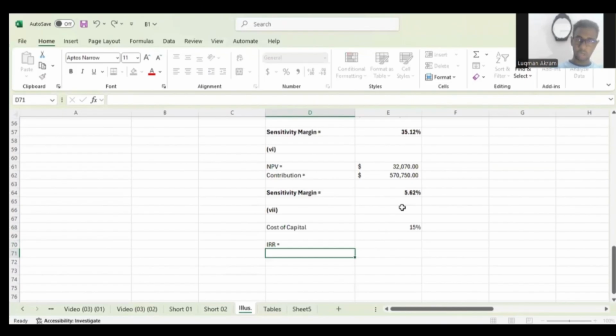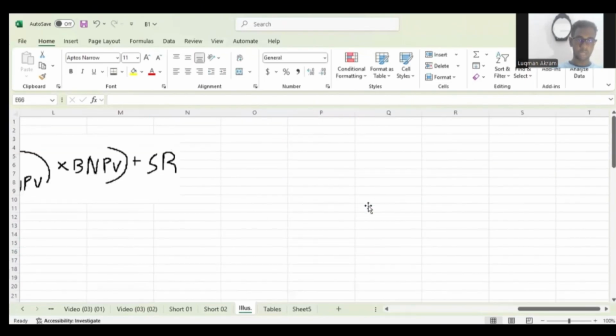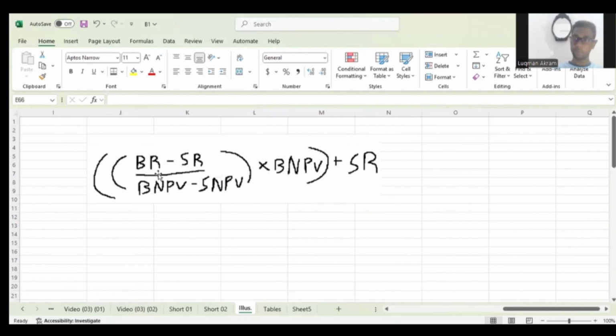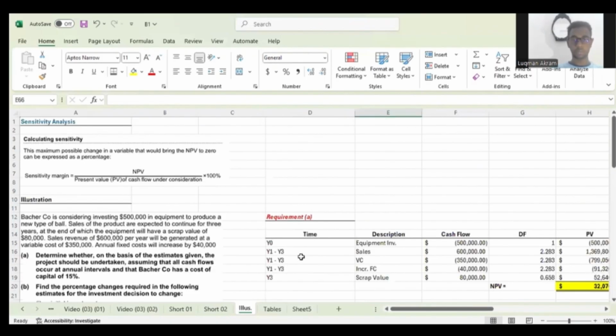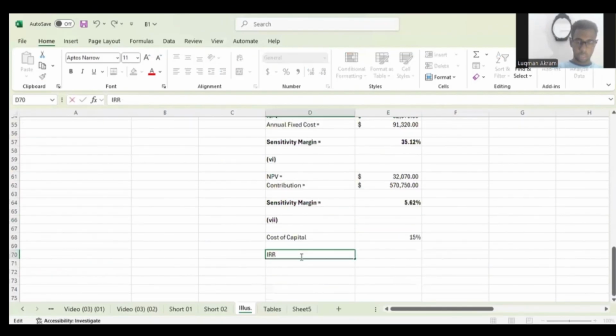Before that, a small revision on the IRR formula for you guys. So the IRR formula would be big rate minus the small rate over big NPV minus the small NPV, the whole figure multiplied by the big NPV, and after that we add the small rate to get the internal rate of return. So the IRR calculation. Starting off with the big rate.